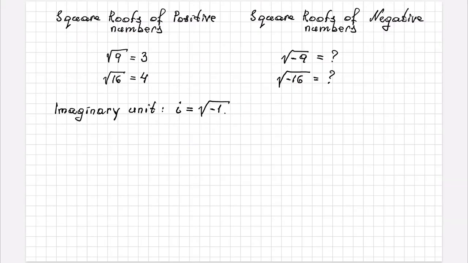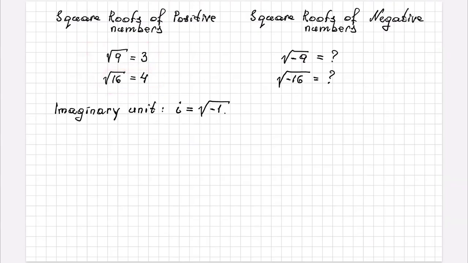Working with square roots, we already know that we can't write negative numbers under square root. Typically, whenever we have a positive number in a square root, for instance, the square root of 9 is equal to 3. We know how to find that. Or the square root of 16 is equal to 4.